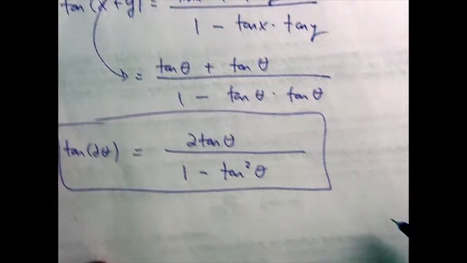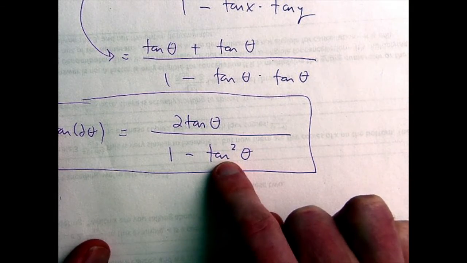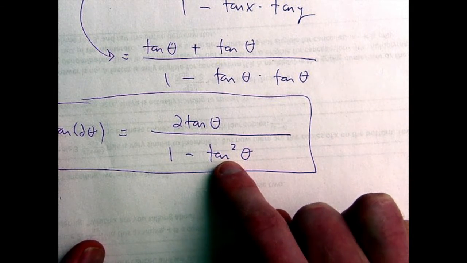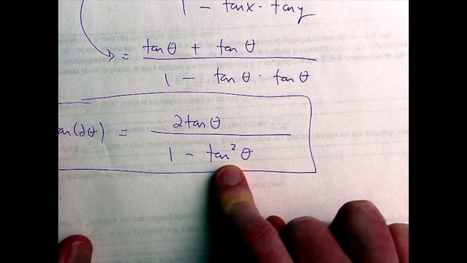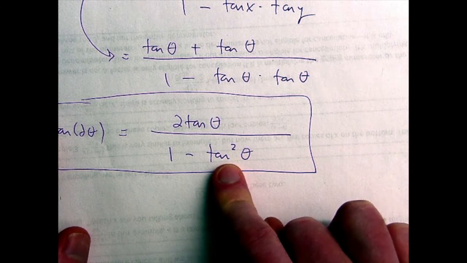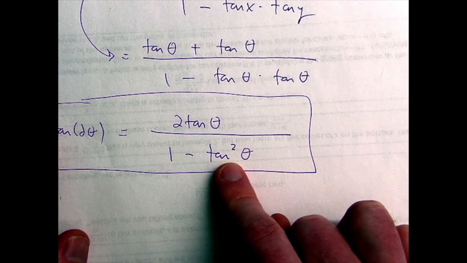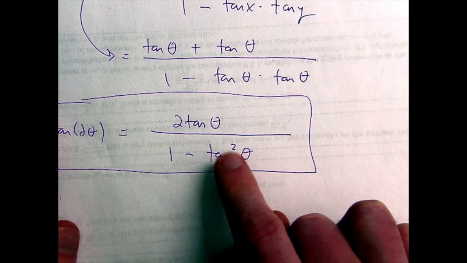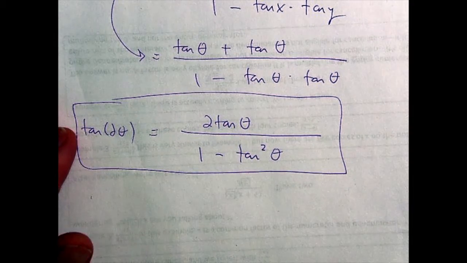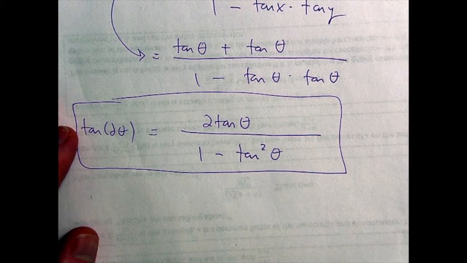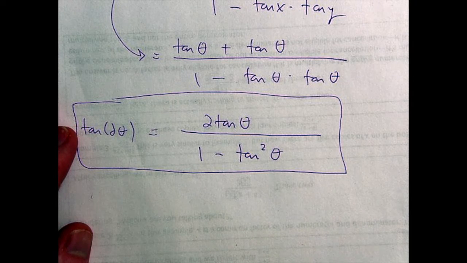Don't be tricked. You might look at the 1 minus tan squared and think, oh, that's like a Pythagorean identity. I can replace it with something else. It actually isn't. 1 plus tangent squared theta is something, but 1 minus tangent squared is not a Pythagorean identity. So this is actually simplified. So that's the double angle formula for tangent. And again, you don't have to memorize these. They'll be given to you. But it is important that you know where they come from.